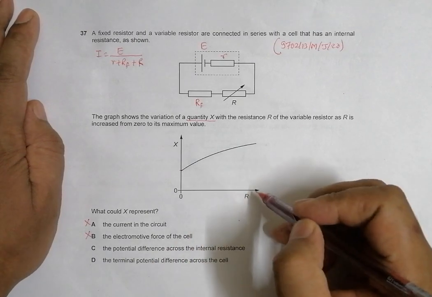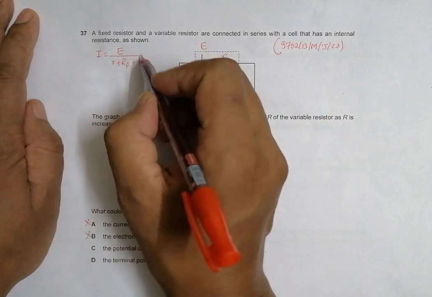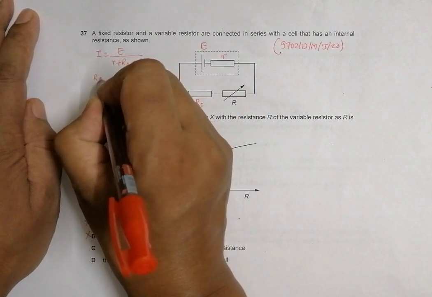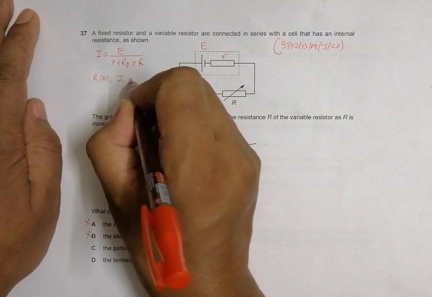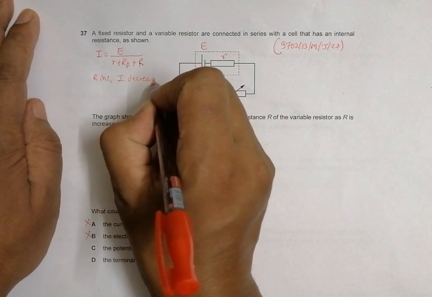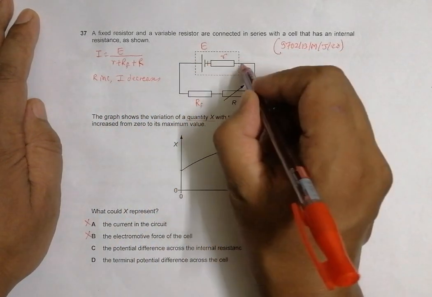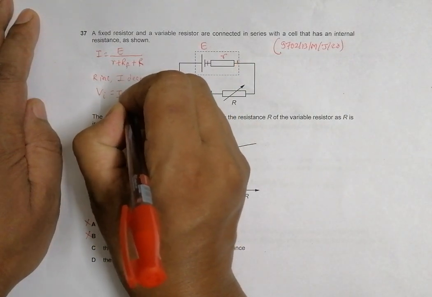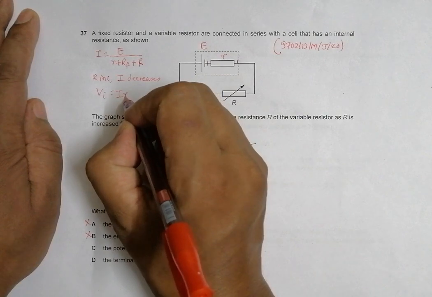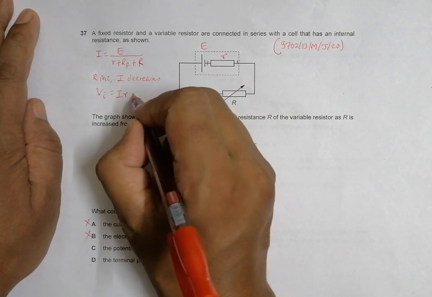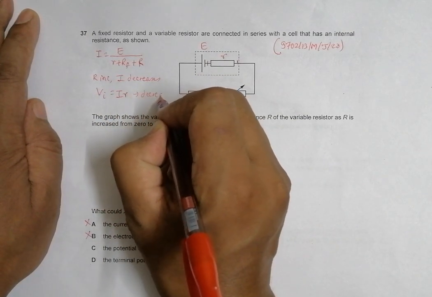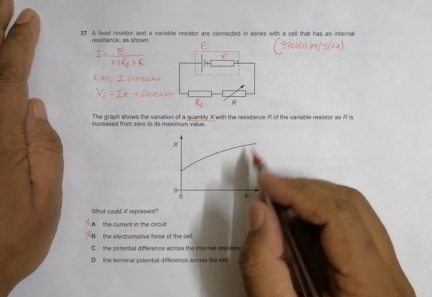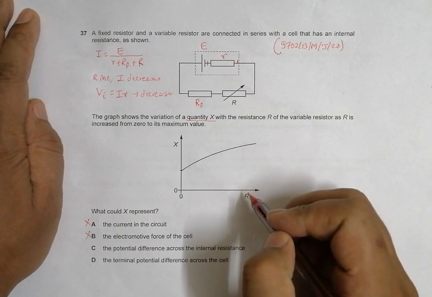So next is the potential difference across the internal resistance. Now what happens is when we increase the value of R, I decreases. That means the PD across this internal resistance is equal to V_I, which is I into R. So this R is fixed, and that means this V_I decreases. So when R increases, V_I decreases. So again, it's not correct, because we need the quantity which increases as R increases.